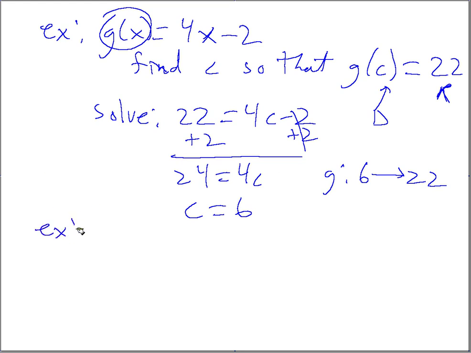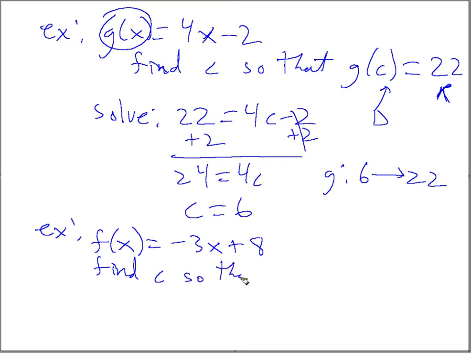Let's try one more. Let's suppose f of x is equal to negative 3x plus 8. And let's go ahead and find c again. Find c so that f of c is equal to, say, 14, for example. Again, let's set this function to 14 and solve. You can leave it in terms of x if you want to, but to be technically correct, you should plug in c for the x. So I'm going to do that.